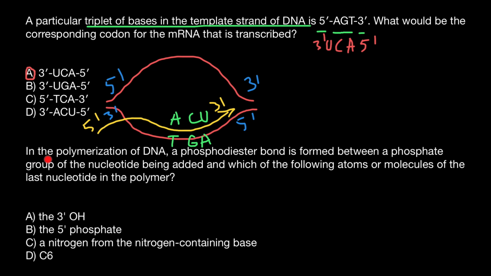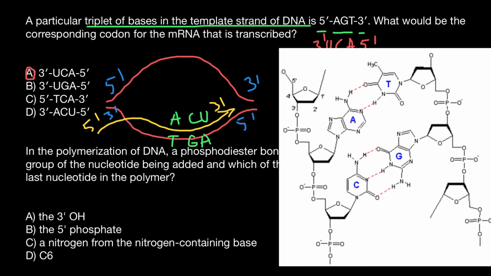And next question: in the polymerization of DNA, a phosphodiester bond is formed between a phosphate group of one nucleotide being added and which of the following atoms or molecules of the last nucleotide in the polymer? And here are the variants to choose from. I want you to take a look at this picture, and here is a sugar. This sugar has carbon number 1 here, carbon number 2 here, carbon number 3, carbon number 4, and carbon number 5. It looks like it is outside of this molecule, but this is a part of this molecule.